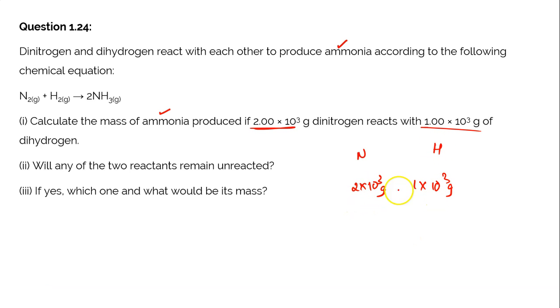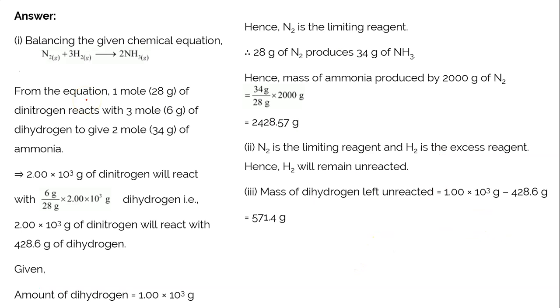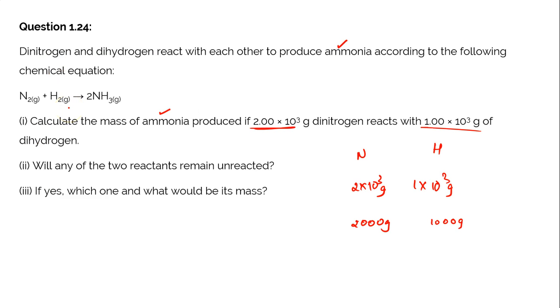Now first of all, observe the ratio between them. 2 into 10 power 3 and 1 into 10 power 3 is nothing but 2000 grams and 1000 grams, right? So now as per the balanced chemical equation, you got to have what? You got to have a 1:3 ratio. And as per the balanced chemical equation, the moles should be 1:3 and the mass is 28 and 6, correct? And now, if 28 grams of nitrogen requires 6 grams of hydrogen, you are right now having 2000 grams of nitrogen. And how many grams of hydrogen will this require? Cross multiply and check.